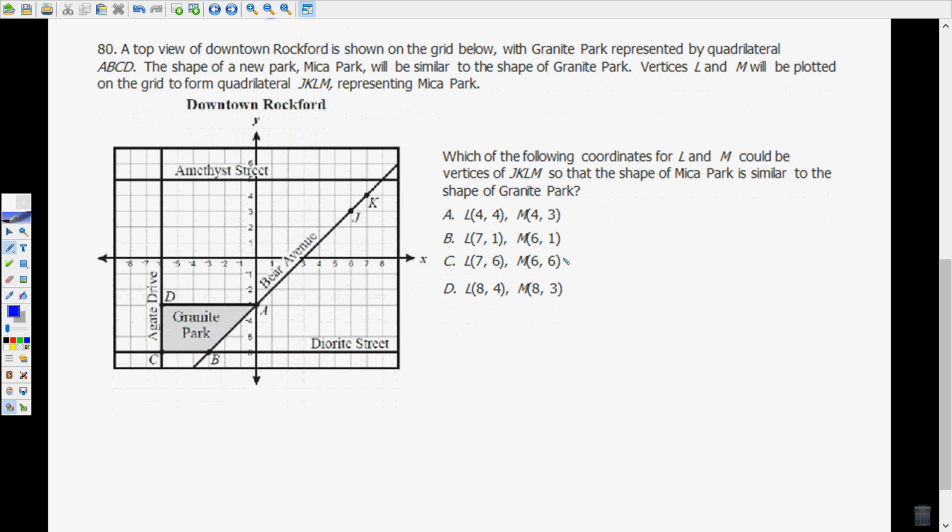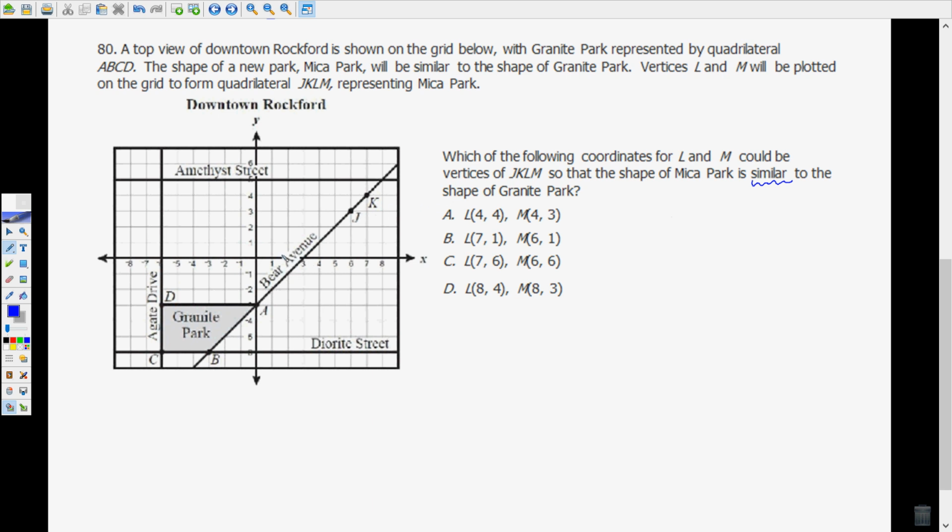Number 80, a top view of downtown Rockford is shown on the grid with Granite Park represented by a quadrilateral A, B, C, D. The shape of the new park, Micah Park, will be similar to the shape of Granite Park. Vertices L and M will be plotted on the grid to form quadrilateral JKLM representing Micah Park. Which of the following coordinates for L and M could be vertices of JKLM so that the shape of Micah Park is similar to the shape of Granite Park? Remember, similar means the sides are in proportion. So I'm going to just first show you one that's not and then show you one that is.